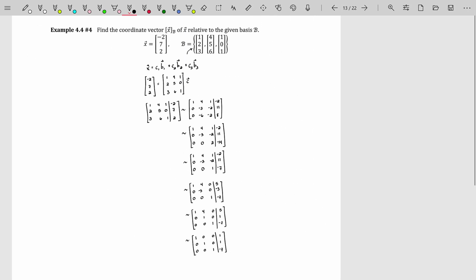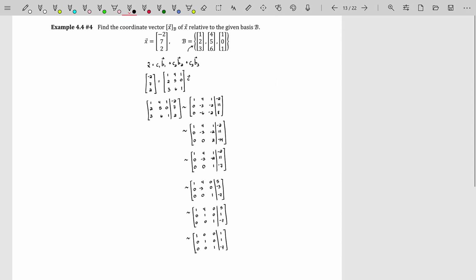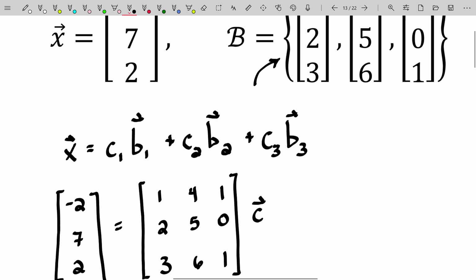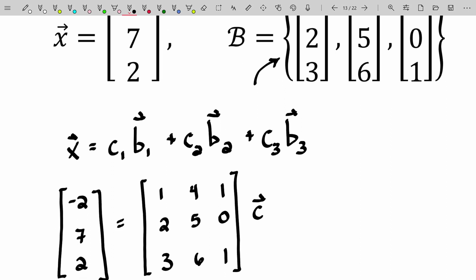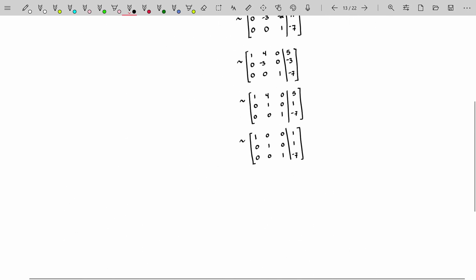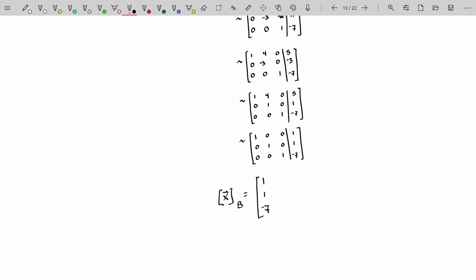And through row operations, we get down to the fact that the vector c, which is the vector of weights on our basis vectors, which we now know should actually be called the B coordinate vector of x. So I'll go ahead and change that here and just say that down below. The B coordinate vector of x is 1, 1, -7.